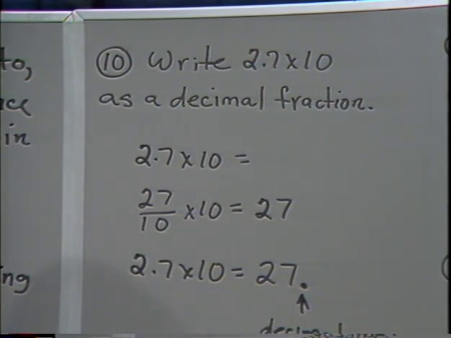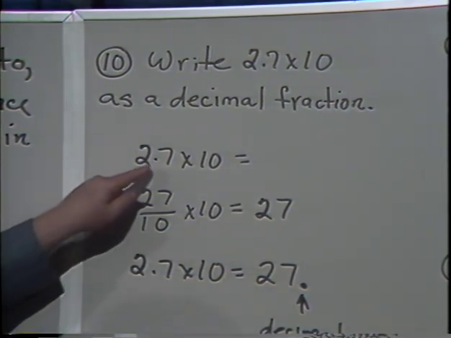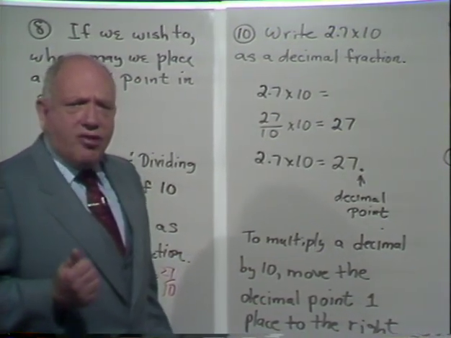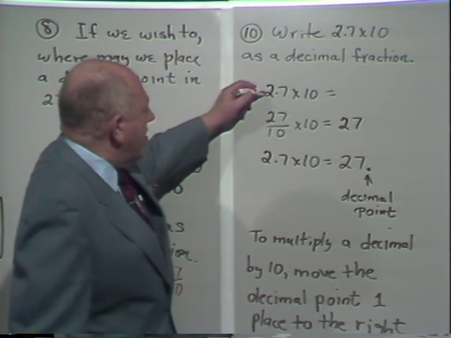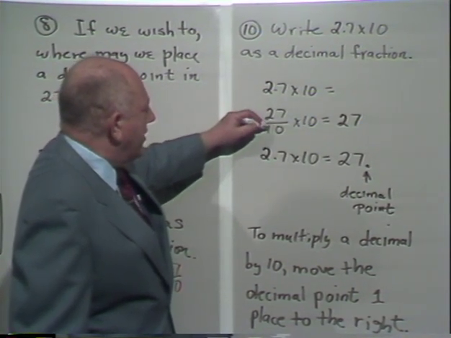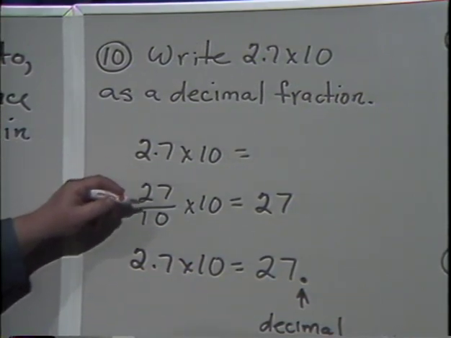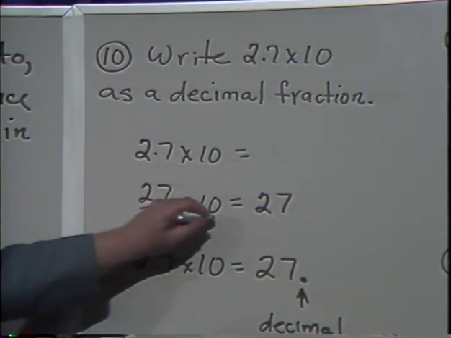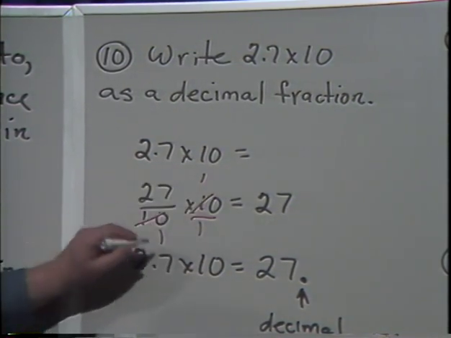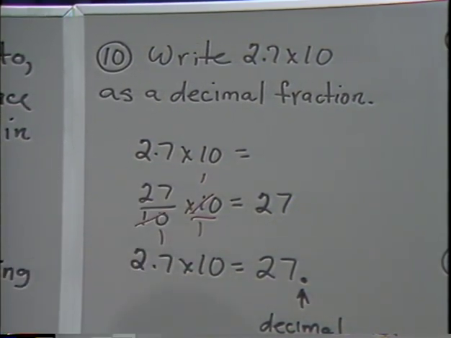Whether it's decimal, mixed number, or common fraction, it's still a fraction. So we want to take 2.7 times 10. Let's translate this into our natural tongue, which is common fractions. In the previous problem, we saw that 2.7 was 27 over 10. So this problem becomes what? 27 over 10 times 10. The 10 in the denominator cancels the 10 in the numerator. We get 27 over 1, which is 27.